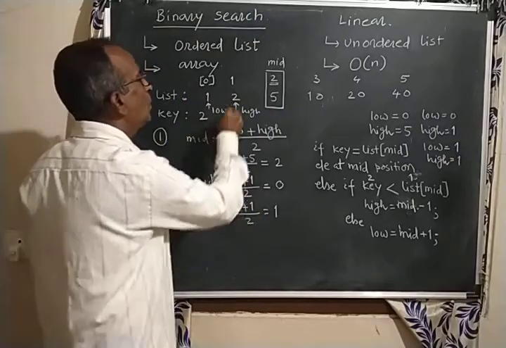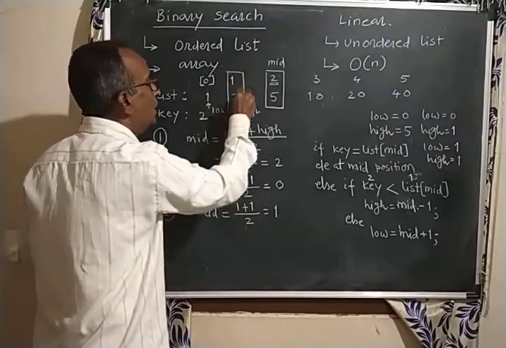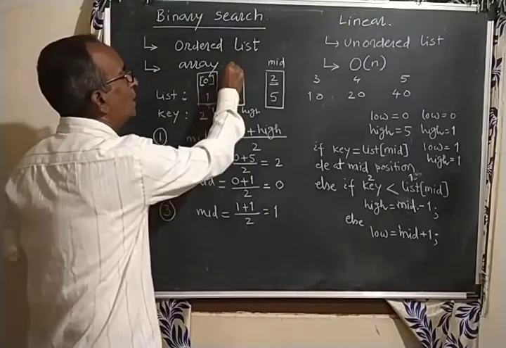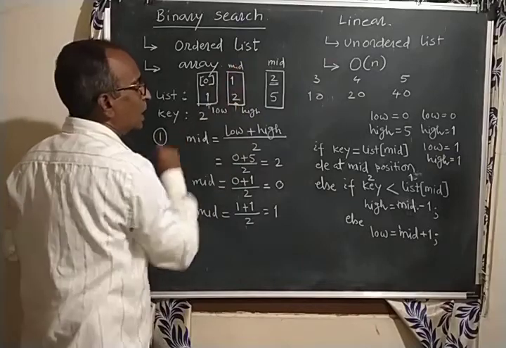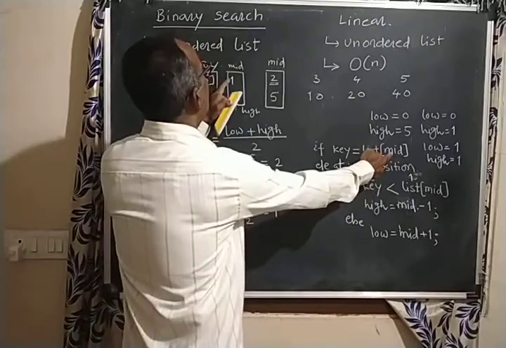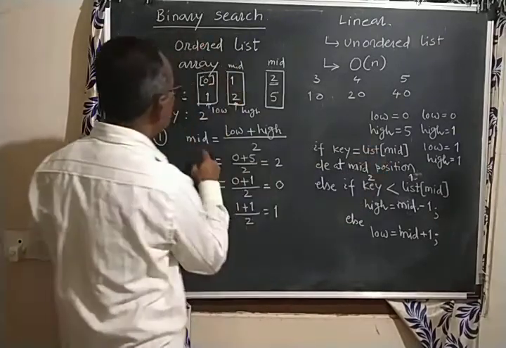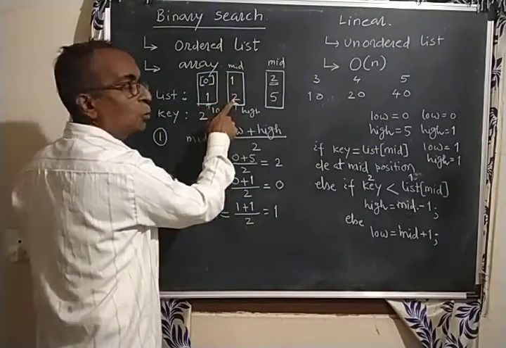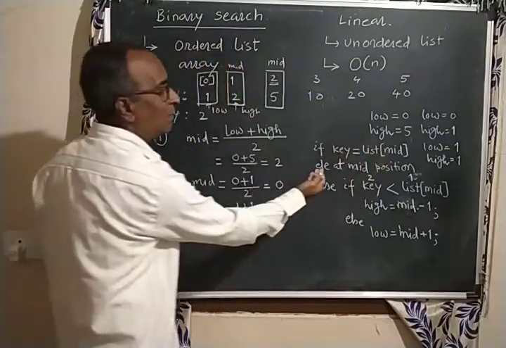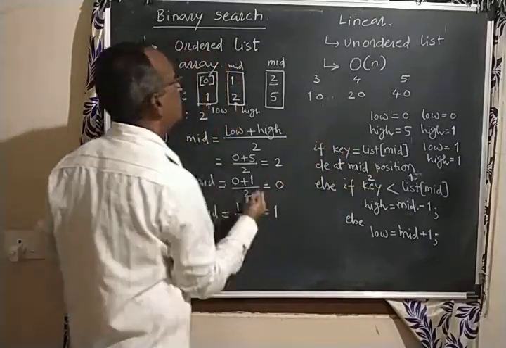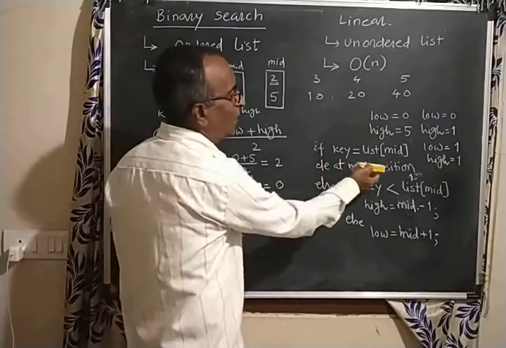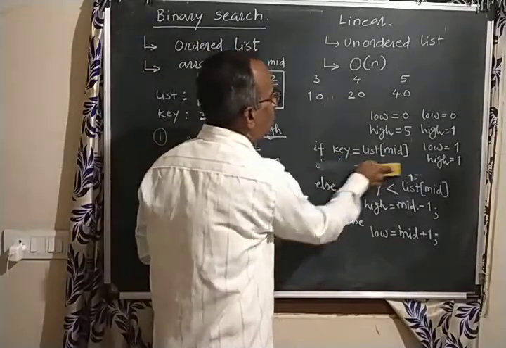What is mid value? Now it is 1. This is mid in third iteration. In second iteration this was mid. In third iteration this is mid. Now again it will say whether key is equal to list mid. Mid is 1 now. List 1 contains 2 element. You are searching for 2. This is equal. When this is equal, we can say element is at this position. Position can be returned. Right? Here you can print the value, that is, you can return that position.